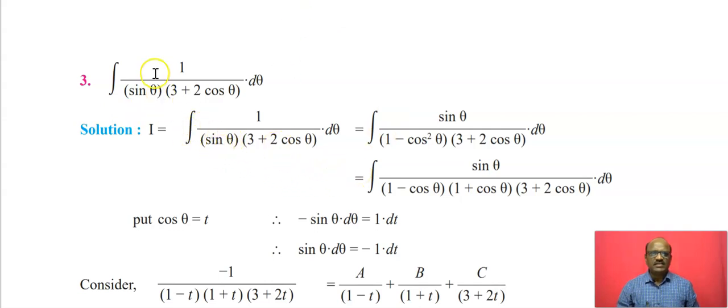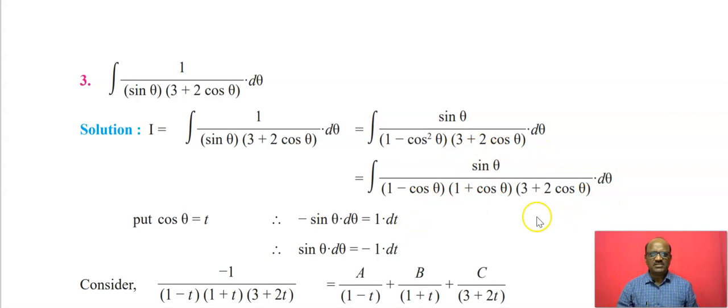That is the integral of 1 upon sine theta in bracket (3 plus 2 cos theta) into d theta. Now in this case, multiply numerator and denominator by sine theta. To the numerator you will get sin theta, and to the denominator sin theta into sin theta, that is sin square theta. Sin square theta means what? 1 minus cos square theta, in bracket (3 plus 2 cos theta).